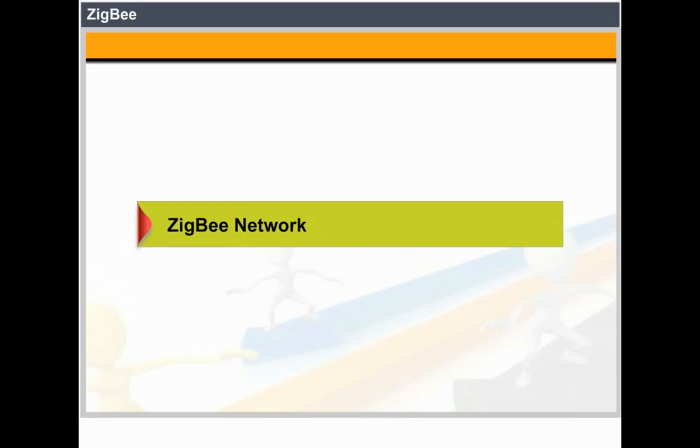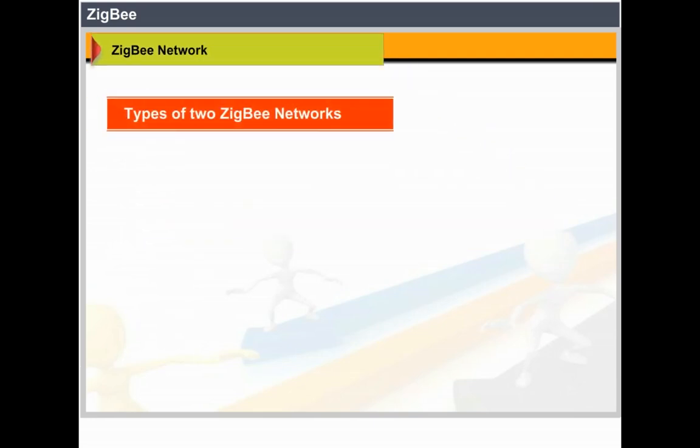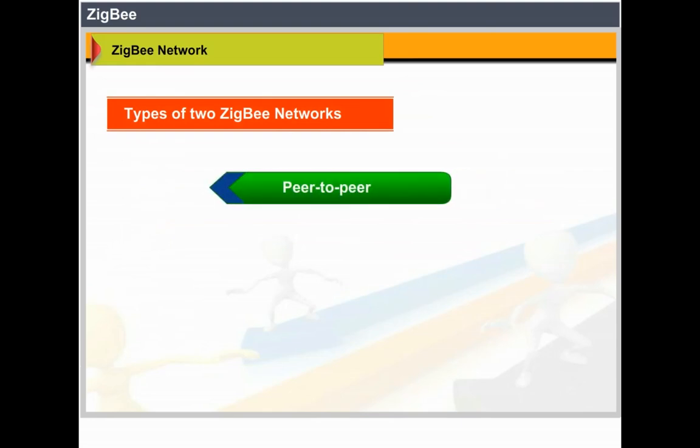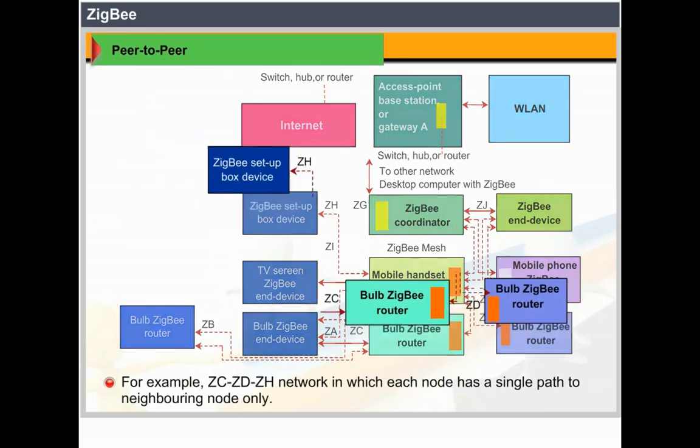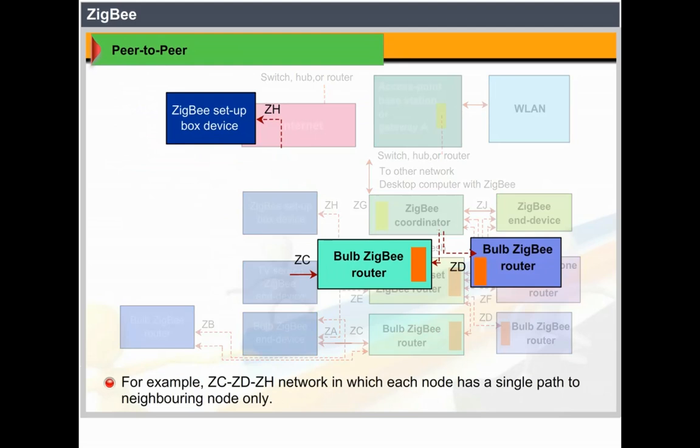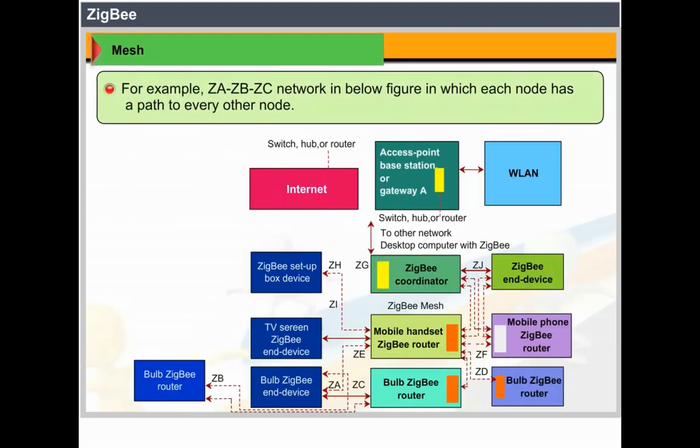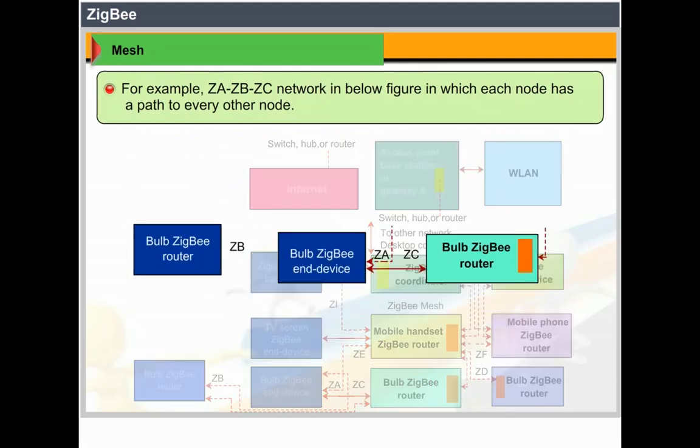ZigBee network. ZigBee networks are one of two types: peer-to-peer, mesh. Peer-to-peer. For example, ZC, ZD, ZH network in which each node has a single path to a neighboring node only. Mesh. For example, ZA, ZB, ZC network in the below figure in which each node has a path to every other node.